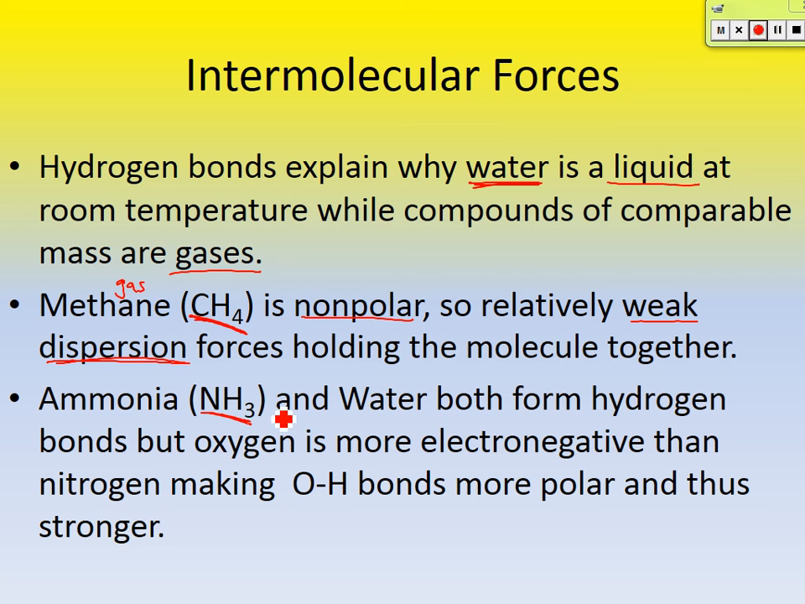Ammonia and water both form hydrogen bonds, which are very strong. And oxygen is more electronegative than nitrogen, making OH bonds more polar and thus stronger. So because these guys have hydrogen bonding, which holds them together tightly, it makes them liquid at room temperature.